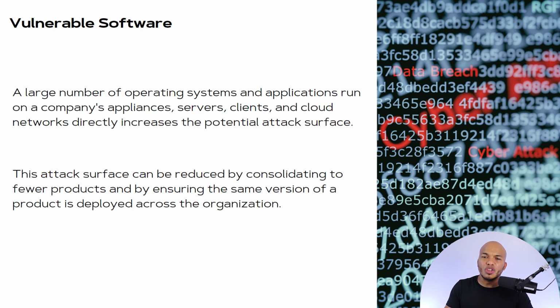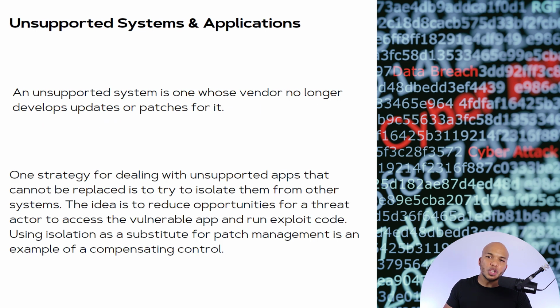So a large number of operating systems and applications run on a company's appliances, servers, clients, and cloud networks, which will then directly increase the potential of the attack surface. Now, this attack surface can be reduced by consolidating to fewer products, and of course by ensuring that the same version of a product is deployed across the organization.